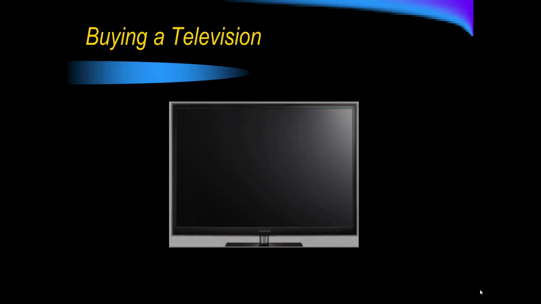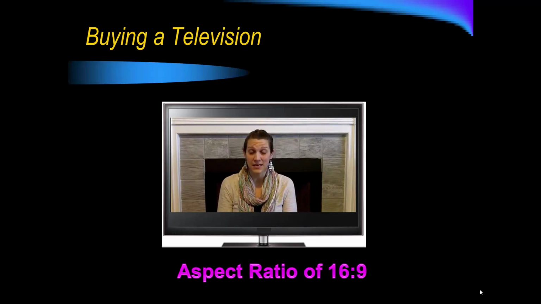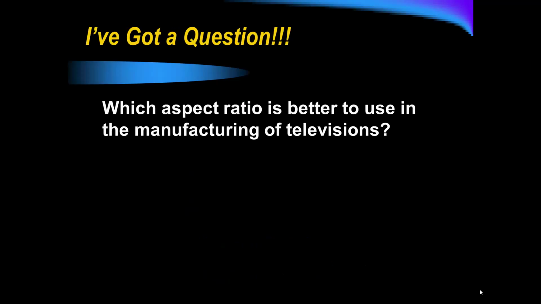There's another TV that we can buy, and this TV uses an aspect ratio of 16:9. A 16:9 TV is becoming more commonly used, especially with HD TV programs being out. This means that our width is going to be 16 times some number, and that number is also going to be multiplied by 9 to get our two dimensions for this TV. So I've got a question for you. Which aspect ratio is better to use in the manufacturing of televisions?